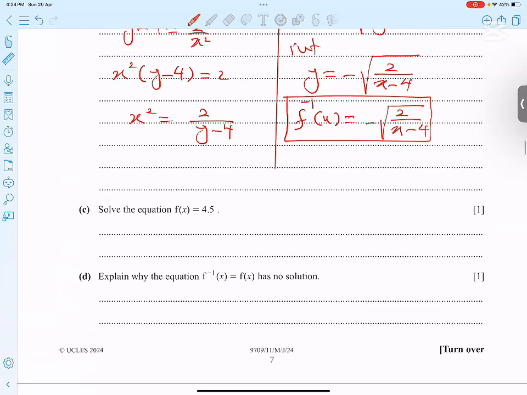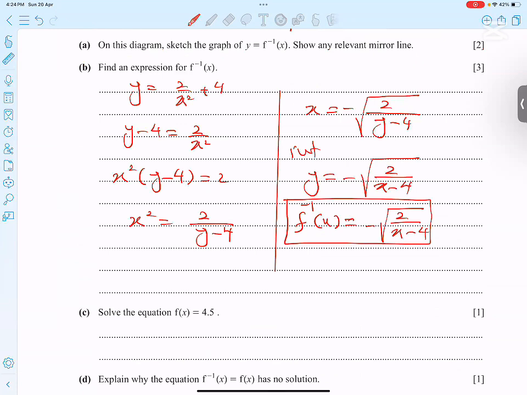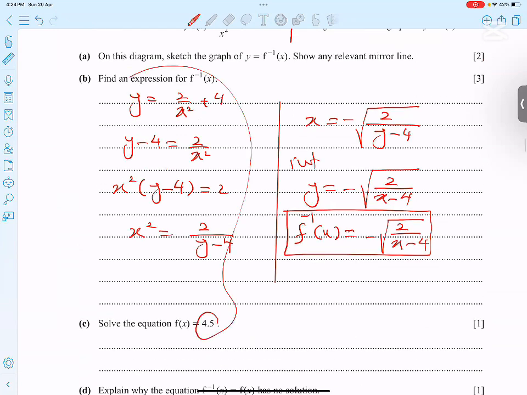So the next part is asking to solve f(x) equal to 4.5. So this I'm going to plug in here. So 4.5 is equal to 2 over x squared plus 4. 4 will go there and subtract. What will happen? I'll get 0.5 only.